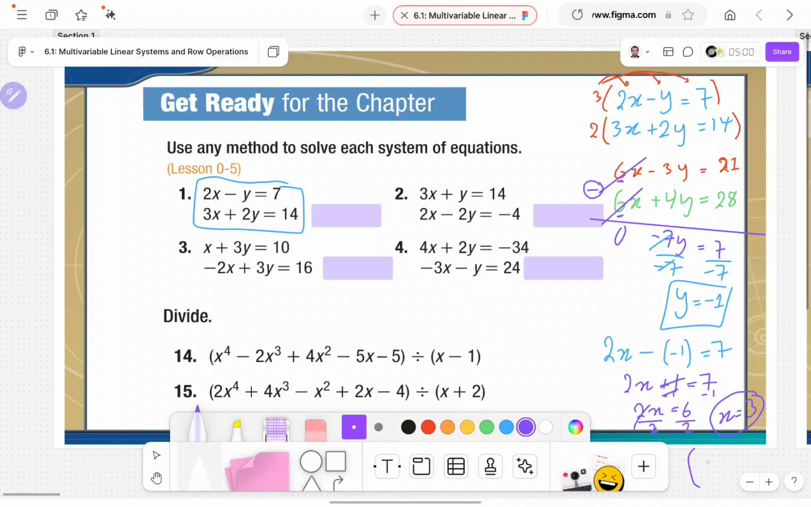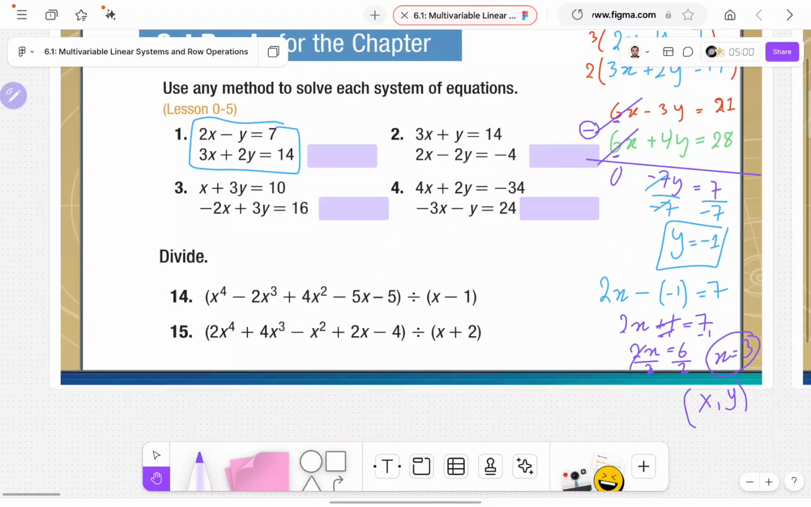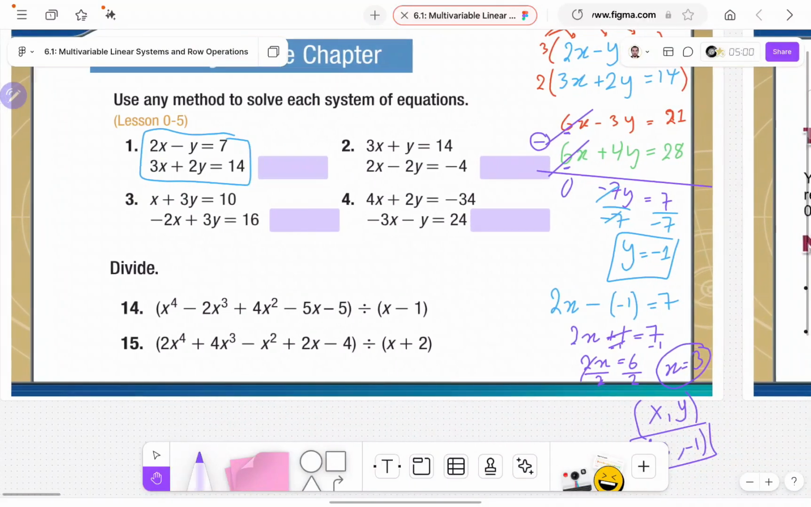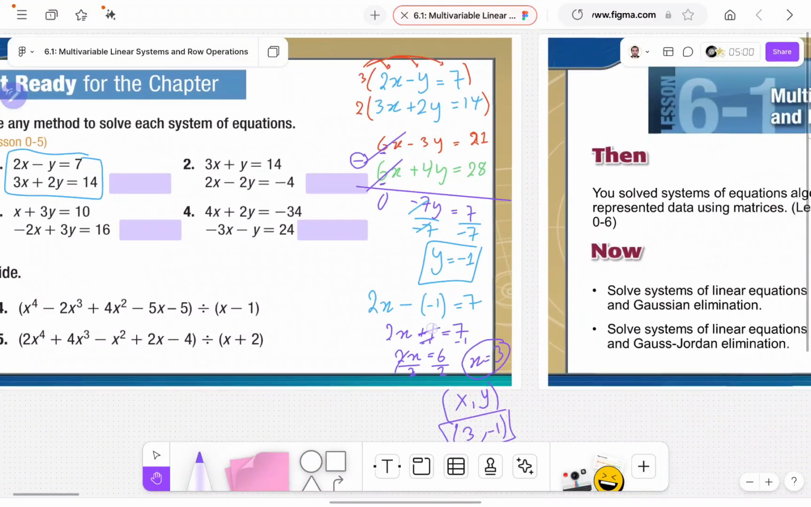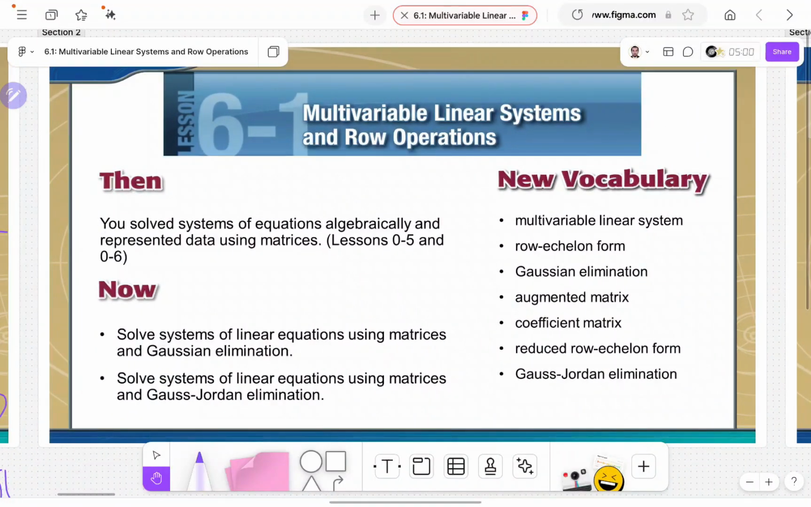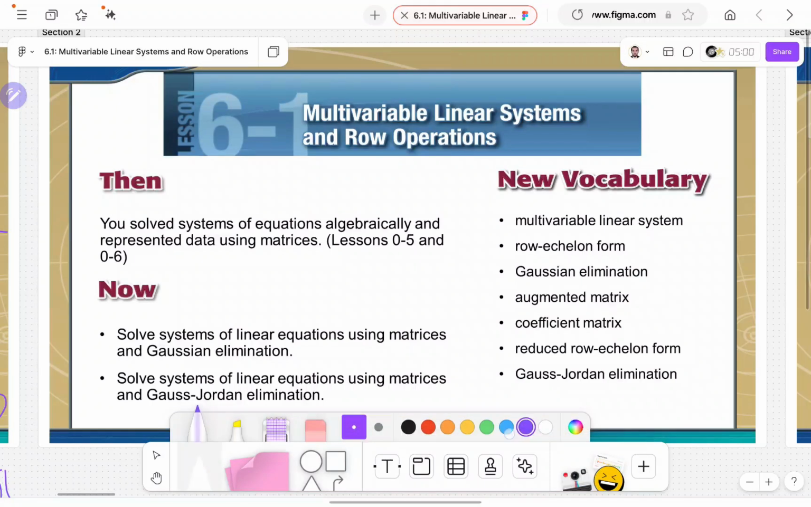Now the solution of the system of equations, x and y, is 3 and negative 1. So this is how we solve a system of linear equations, what we learned in grade 8 and grade 9 and so on. Now in this lesson, which is 6.1 Multivariable Linear Systems and Row Operations, we're going to learn new things about systems of equations.